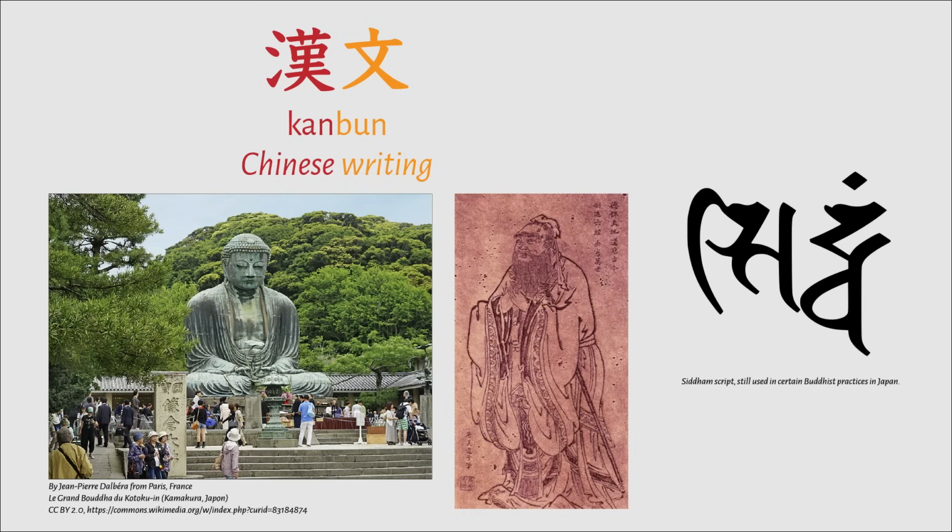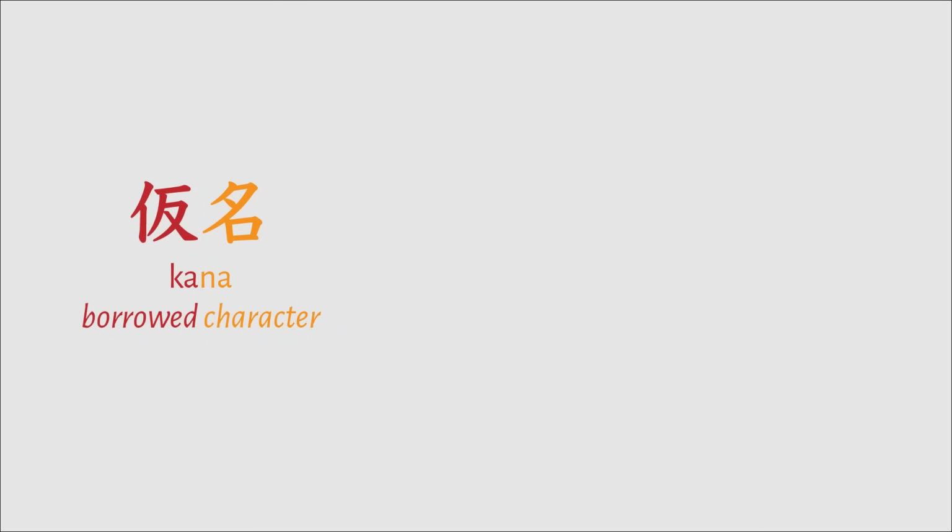Despite this prevalence of classical Chinese, people still really wanted to write their own language down. Out of this desire came kana, or the usage of Chinese characters for the sound value instead of the semantic meaning. Now the translation of borrowed character makes a bit more sense, doesn't it? With kana, one would generally write out Japanese phonetically, using the pronunciation of certain characters, regardless of their inherent meaning.